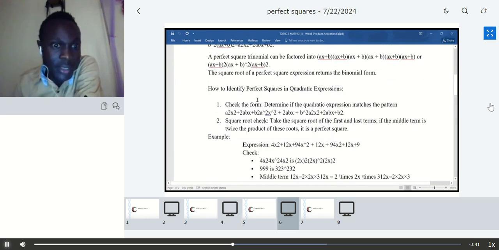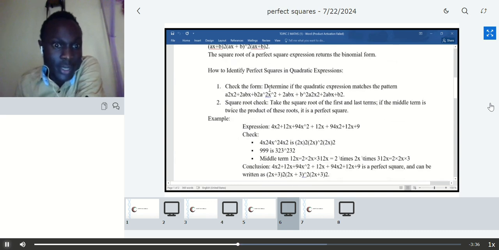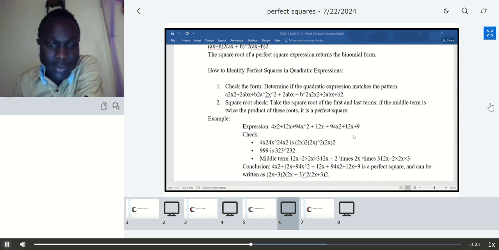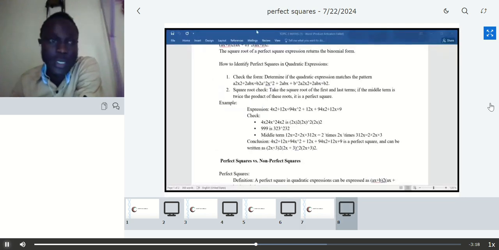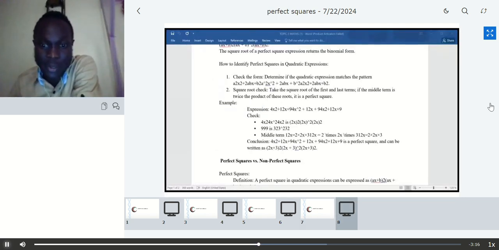How do we identify perfect squares in a quadratic expression? We check the form: determine if the quadratic expression matches the pattern a squared x squared plus 2abx plus b squared. Secondly, we check the square root: we take the square root of the first and last terms, and if the middle term is twice the product of these, it is a perfect square.